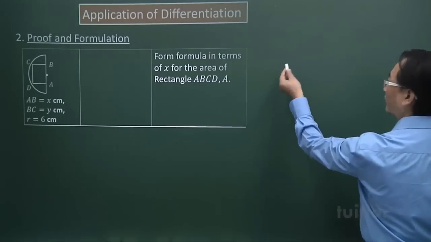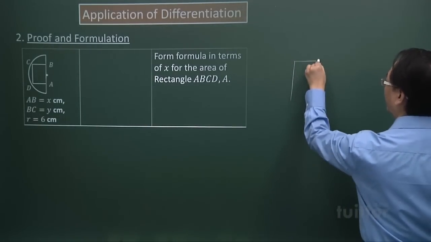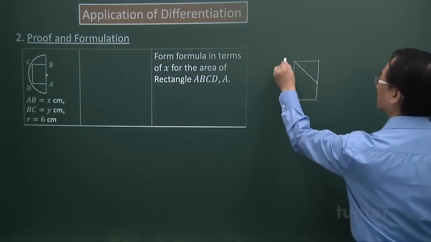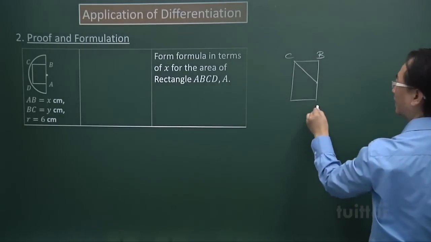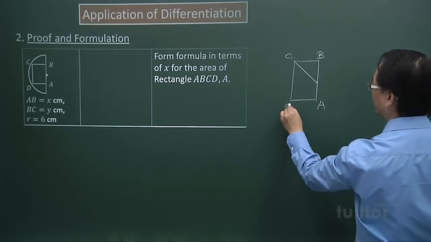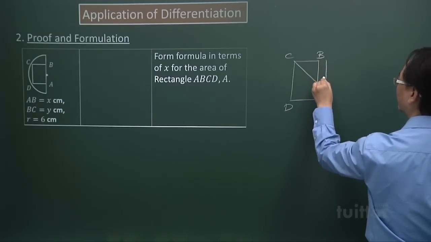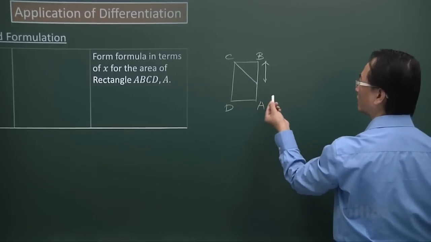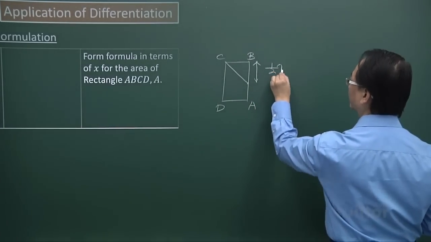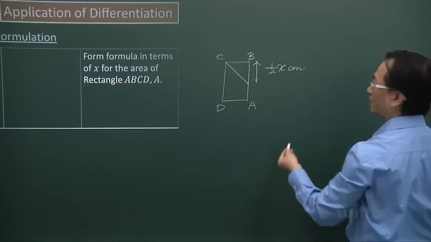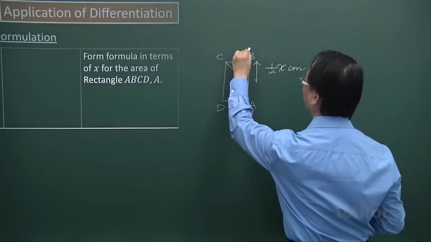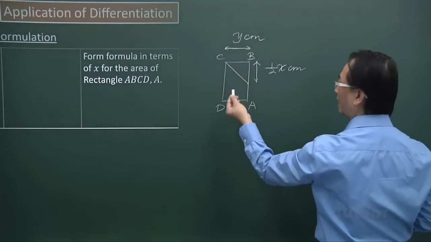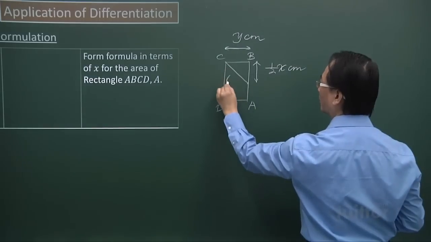So we have a very simplified diagram here, just focusing on the rectangle. So the C, the B, the A, the D. So this length here will be half of the length of AB, which is half x cm. And the length CB is y cm. And the radius will be 6 cm.